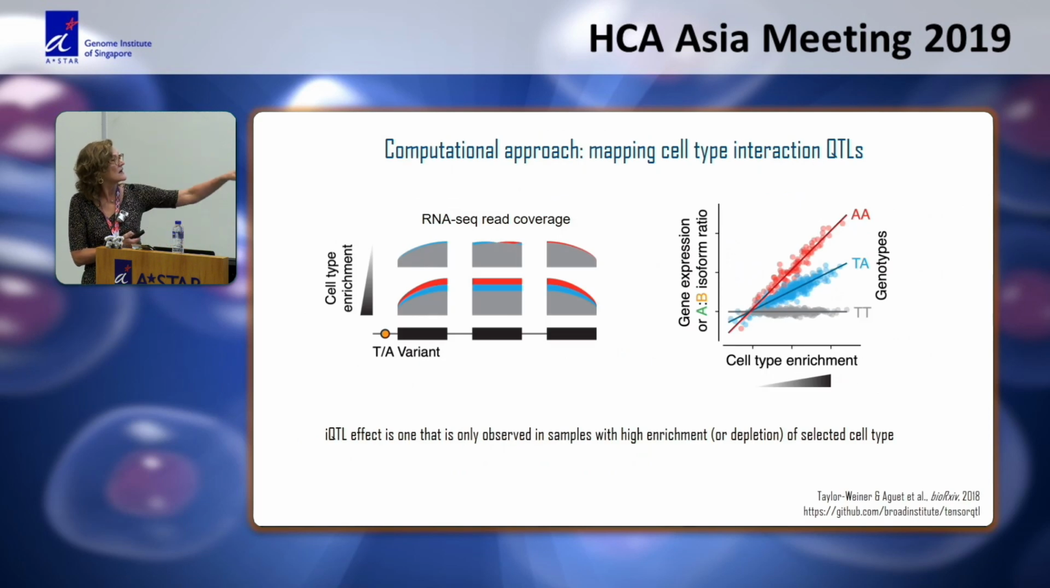So we applied a computational approach to map what we call cell type interaction QTLs. These interaction QTLs are ones where the effect is only observed in samples where you have a high enrichment or conversely a depletion of a given selected cell type that you're looking at. And you can see that on the right there. When that cell type is in low frequency, we do not see the eQTL effect. When it's enriched in the sample, you can see a genotype eQTL effect.